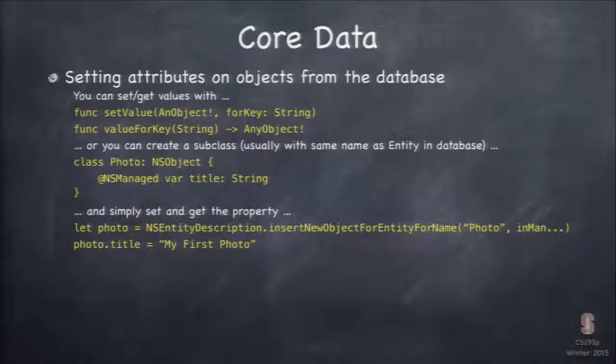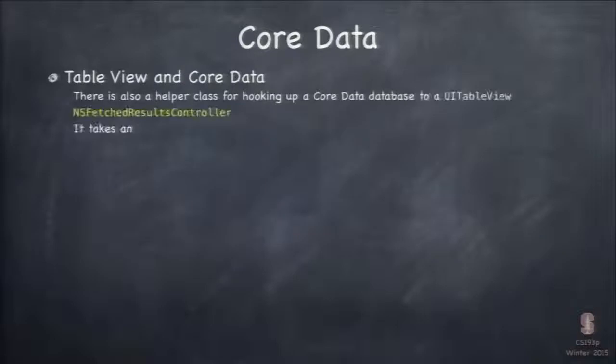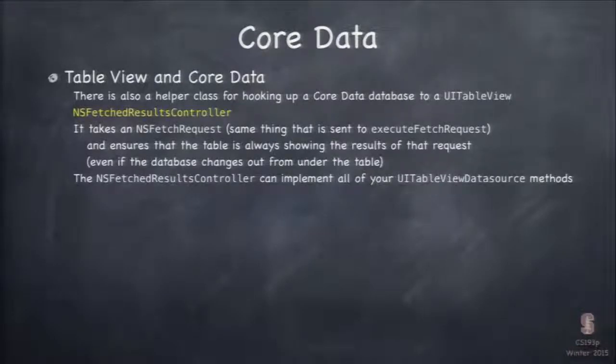Once you have these NSManagedObjects, you can use these two methods, setValue(forKey:) and value(forKey:), to set and get the values in there. Or even better, you can create subclasses of NSManagedObject that have these @NSManaged vars, and Core Data will automatically make it so that if you set that var, it sets it in the database. And if you get that var, it'll fetch it from the database. You use normal Swift notation for that. Okay, so that's kind of what Core Data is about at its core.